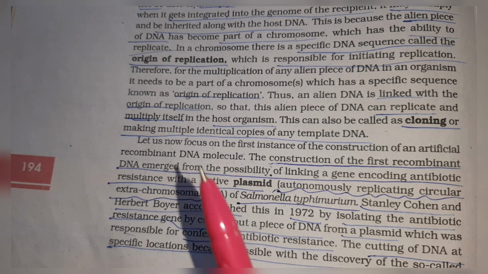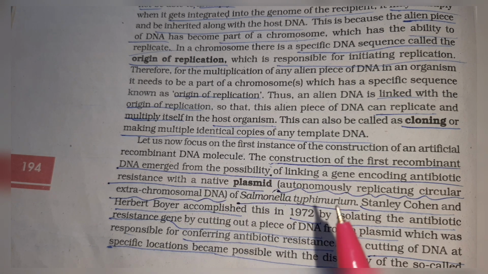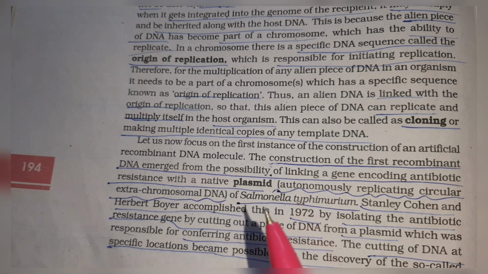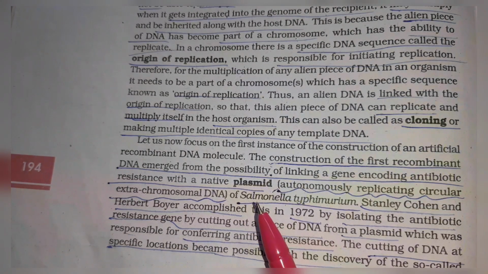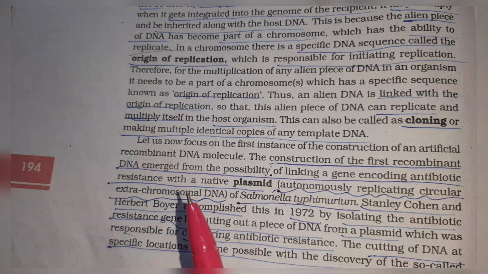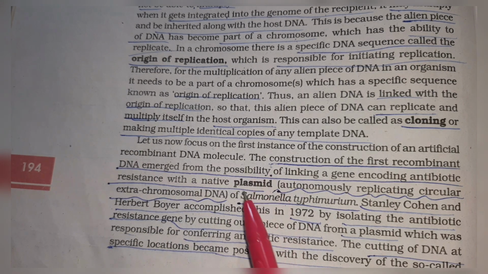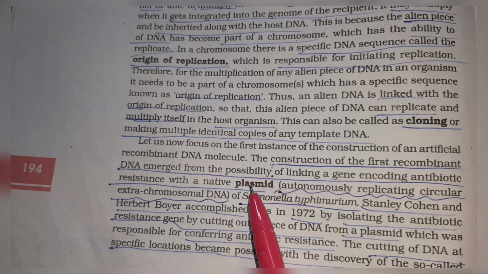So, a plasmid is autonomously replicating, meaning it does not depend on the chromosomal DNA. It replicates on its own. Plasmids have their own extra-chromosomal DNA. They are present in a bacteria and they can replicate on their own.